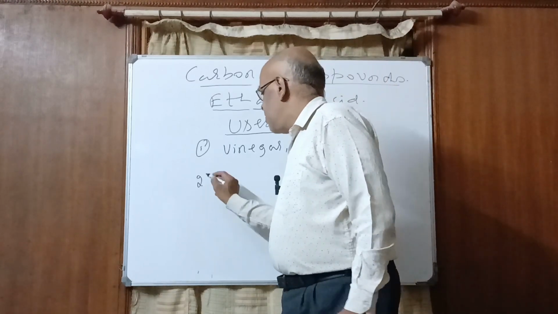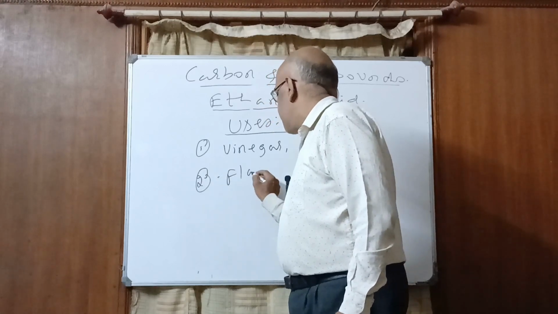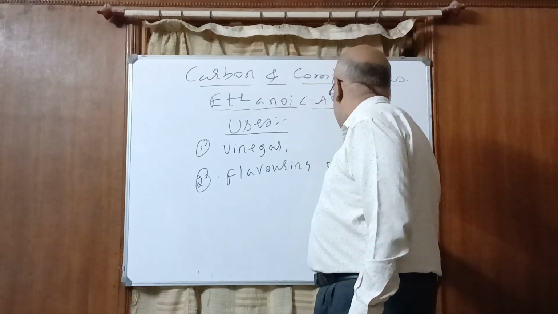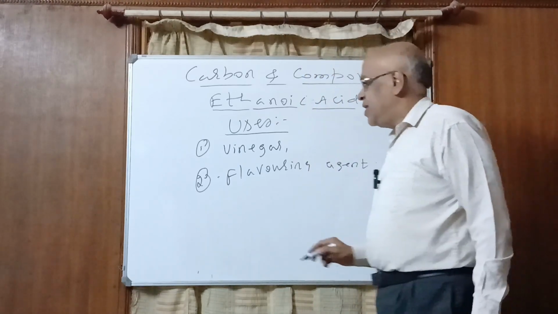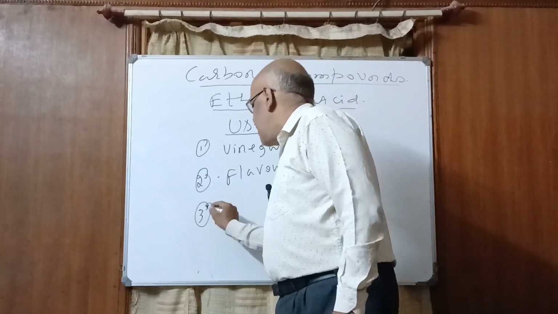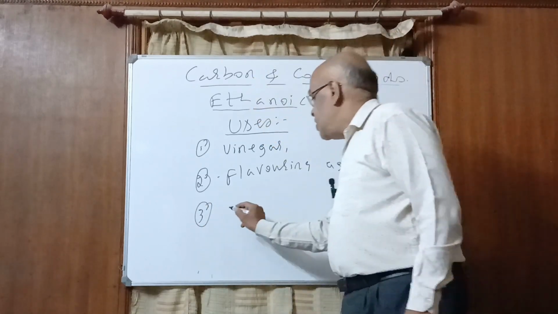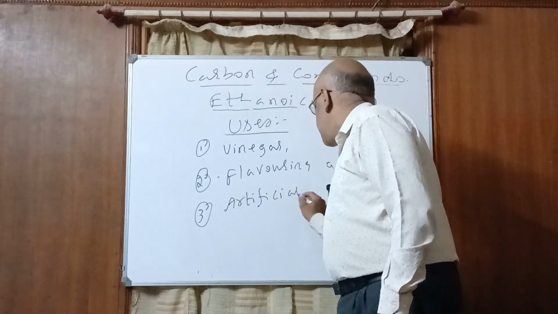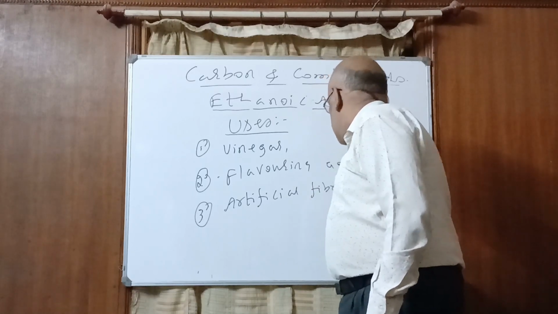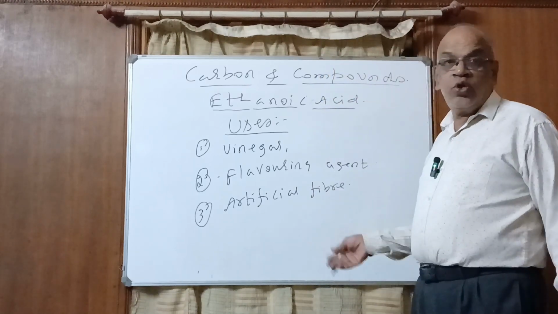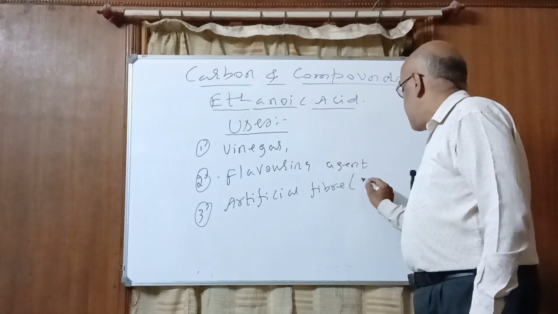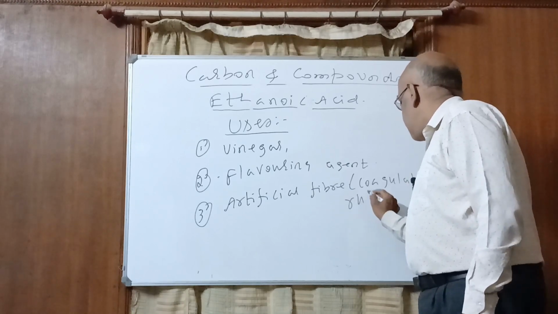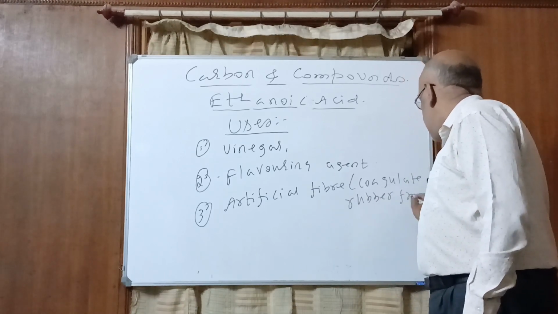Then it is used as a flavoring agent, because it has a sweet smell. Then it is used in the manufacture of artificial fiber. What else? It is used to coagulate rubber. Coagulate rubber from latex.